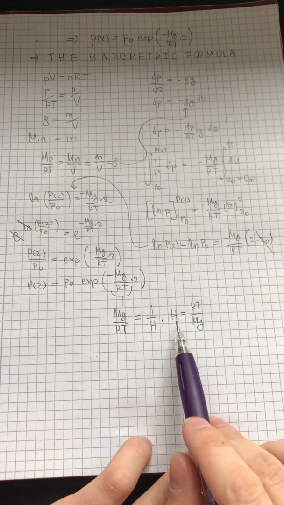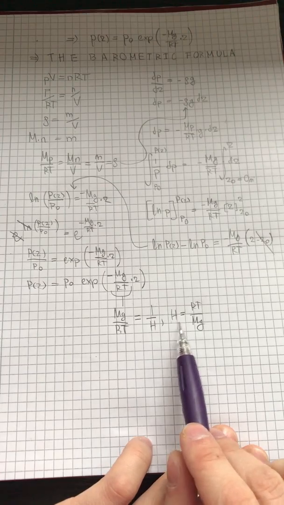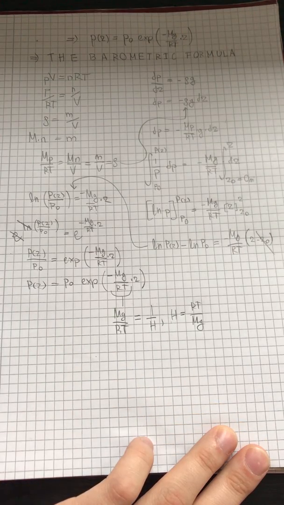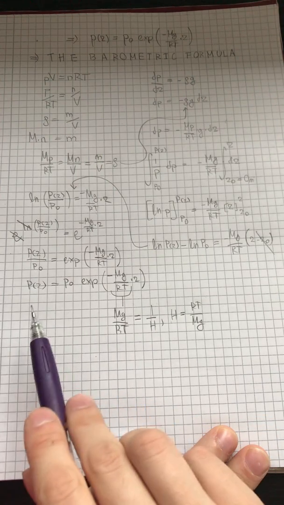And h is a very important quantity in atmospheric sciences. It's known as the scale height, and just from this formulation alone, it should tell you that h is equivalent to the height it takes for pressure, for example, to fall down by a factor of e.